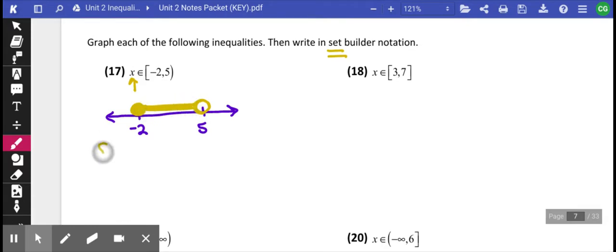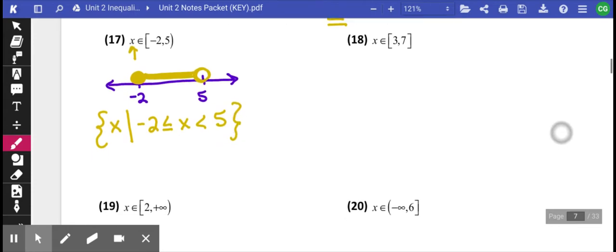So now for my set notation, my curly brackets, I have the set of x's such that my lowest, -2, is less than or equal to x, which is less than 5. All right, number 18 is very similar to that one.